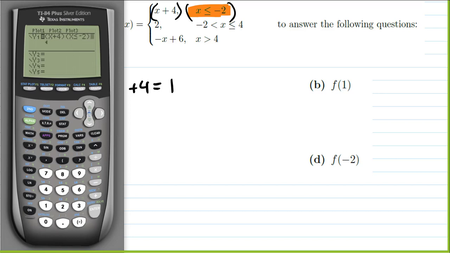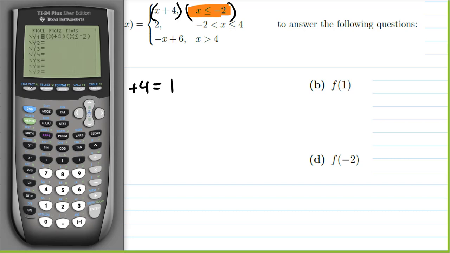I hit -2, close my parentheses, and I'm going to press graph to show what this does. So now my calculator draws this, and notice when it gets to -2, the graph stops, because we're only graphing x plus 4 on the domain x is less than or equal to -2. So let's go back in and put the rest of them in.